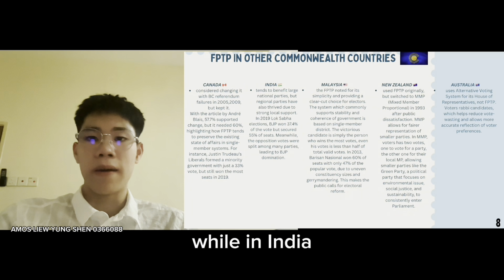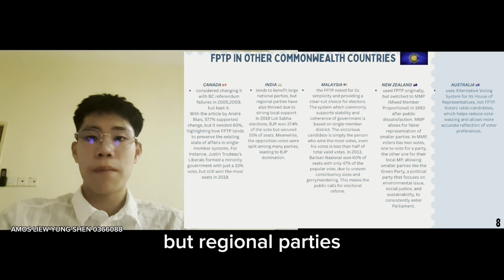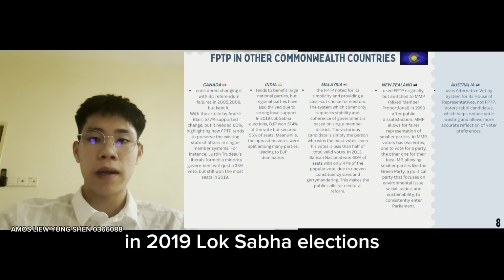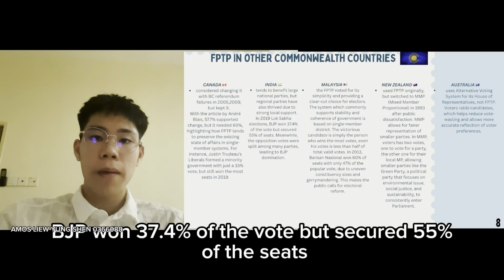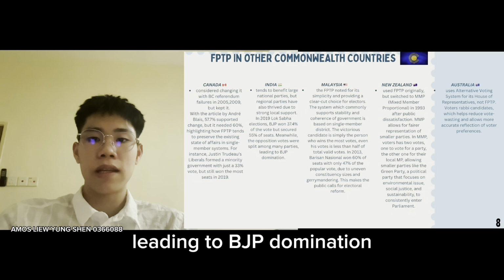In India, it tends to benefit large national parties, but regional parties have also thrived due to strong local support. In the 2019 Lok Sabha elections, the BJP won 37.4% of the vote but secured 55% of the seats. Meanwhile, the opposition votes were split among many parties, leading to BJP domination.